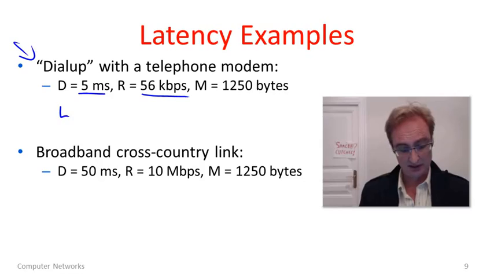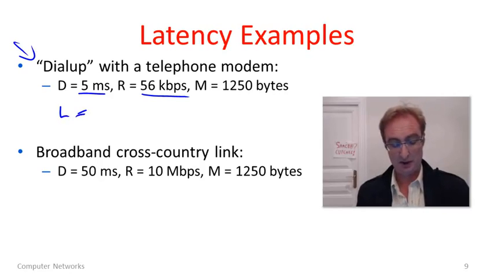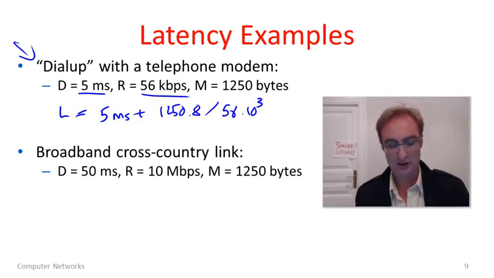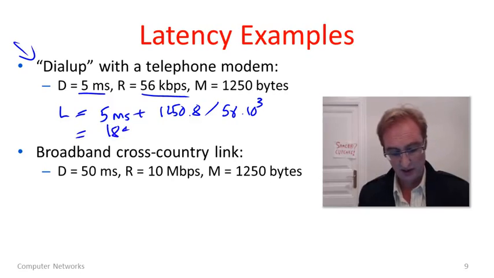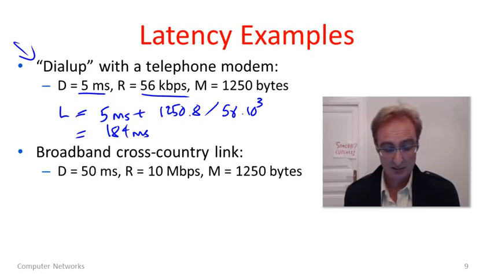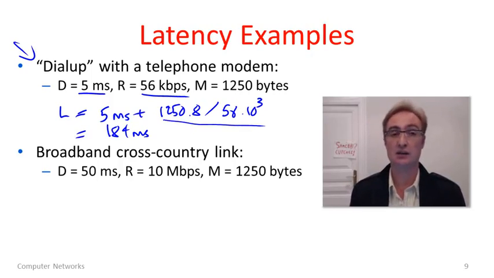So what's the latency going to be? It's going to be equal to m divided by r plus d. First of all, I'll do the plus d because that's easy. We've got 5 milliseconds plus m divided by r. I've got 1250 bytes. I'm going to multiply by 8 to get that to bits, and I'm going to divide by 56 times 10 to the 3 bits per second. And what's that equal to? If you do the math, you should find that it's equal to about 184 milliseconds. Wow, well that's kind of interesting. It's interesting because the delay d here is not a dominant term. In fact, it's this last part, m divided by r, which contributes greatly to the message latency.